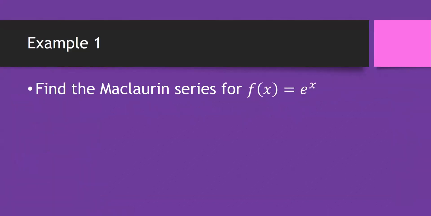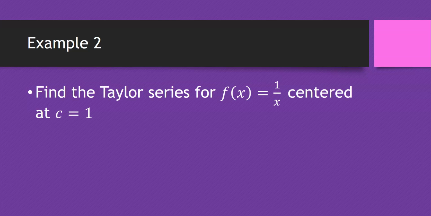So what I'd like you to do is I would like you to try that for f of x equals 1 over x centered at 1. So push pause on this video and find the Taylor series for 1 over x centered at 1.